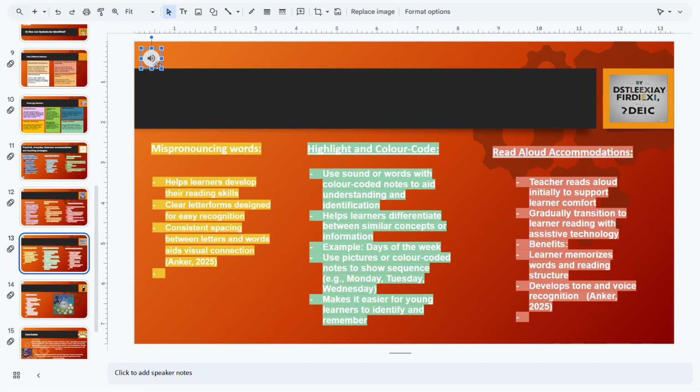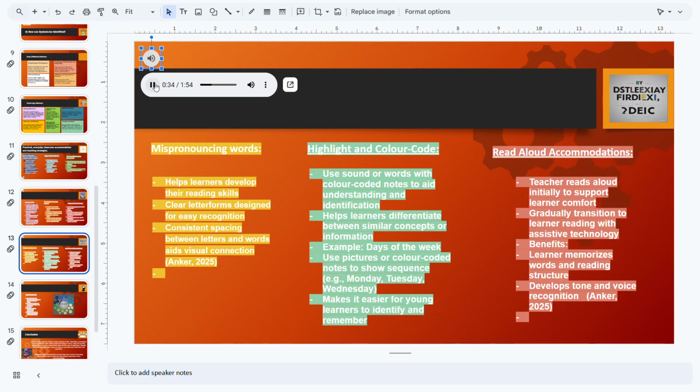Mispronouncing words. Use a smaller vocabulary than for other learners of the same age to make it manageable for the learner with dyslexia to function and understand as well. Use a dyslexia-friendly font. This helps learners develop their reading. Have a clear letter form designed for a learner to recognize. Consistent spacing between letters and words helps the visual connection for the learner.